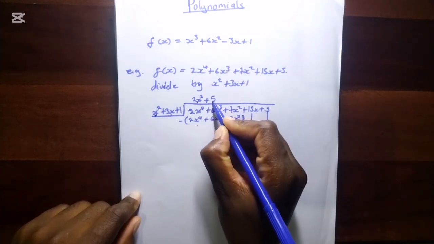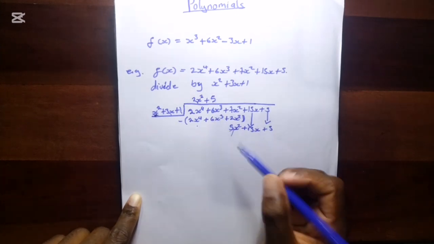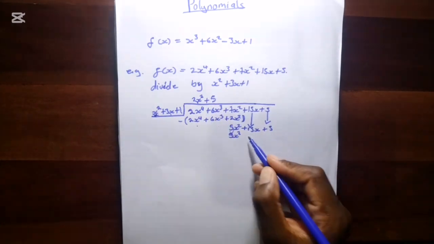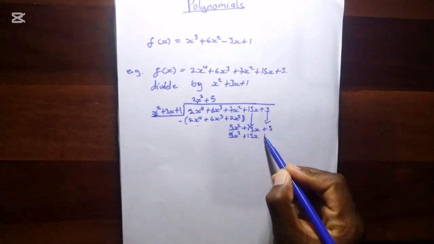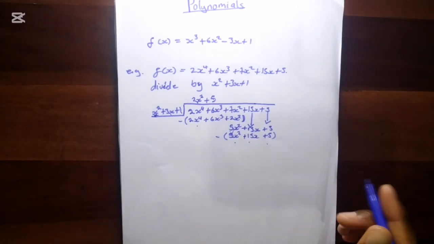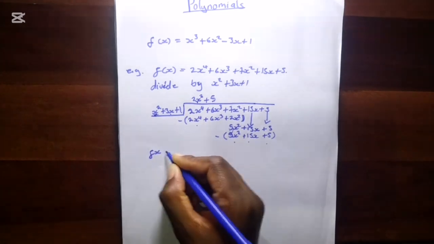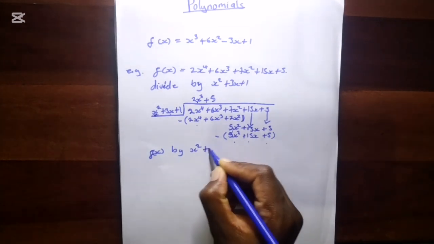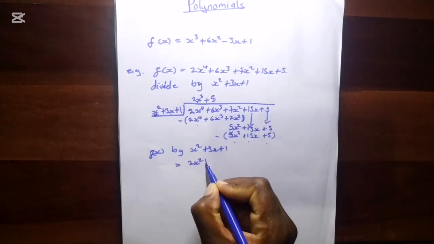So x squared cancels out, and we're left with positive 5. Then we multiply 5 times x squared, we get 5x squared. 5 times 3x, we get a positive 15x. 5 by 1, we get a positive 5. Then subtract. Okay, this one leaves no remainder. So if we divide our f of x by x squared plus 3x plus 1, our answer is 2x squared plus 5.